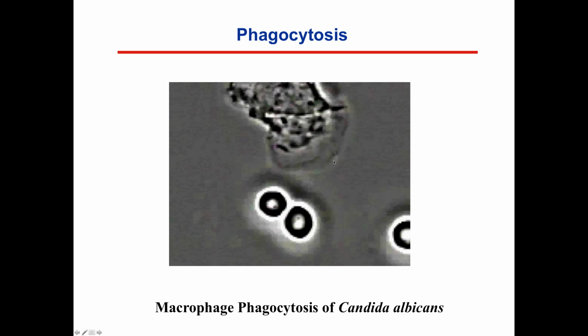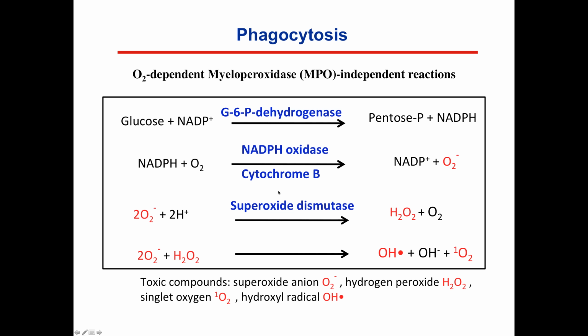But this is a macrophage that will be eating or ingesting part of a yeast. This is an example. Now, during phagocytosis, as I said, there are not only enzymes produced, but also chemicals. And one of those is toxic oxygen species that are produced. One of the critical enzymes is NADPH oxidase, which takes oxygen and reduces it to superoxide.